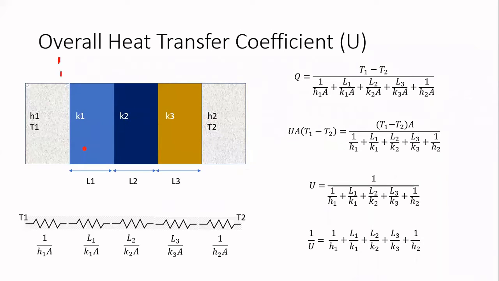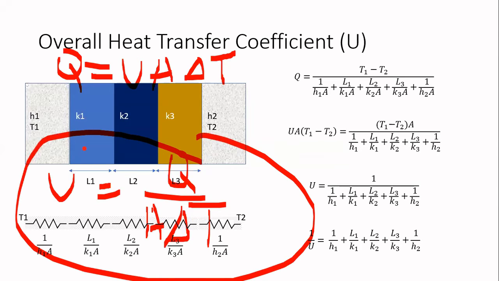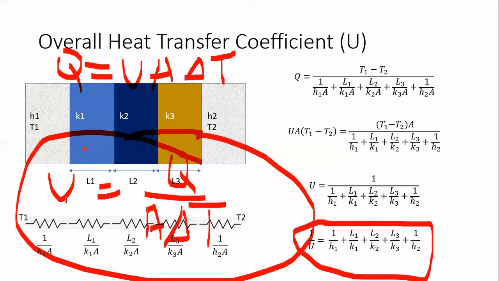After that, you can write that Q is equal to U multiplied by A multiplied by delta T. In order to find the U value, you can simply divide this rate of heat transfer by A delta T, and this gives you the overall heat transfer coefficient for that particular case. So instead of remembering any formula or mugging up any relation, we will use this method: U is equal to Q divided by A delta T.